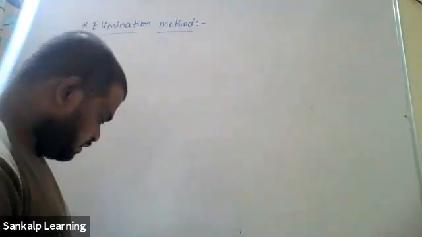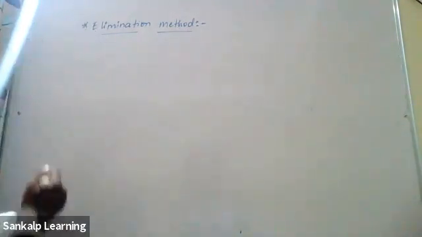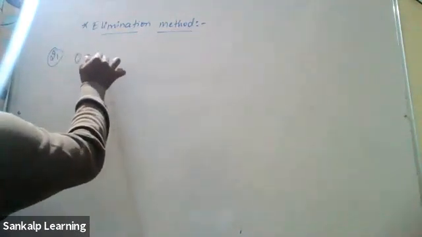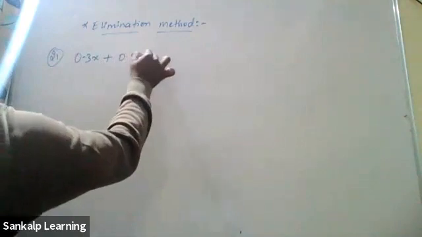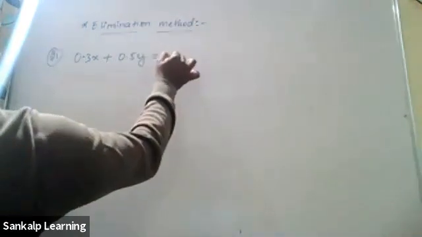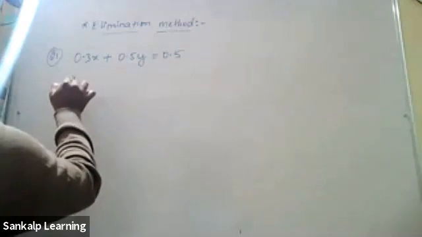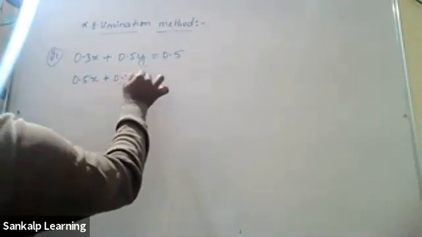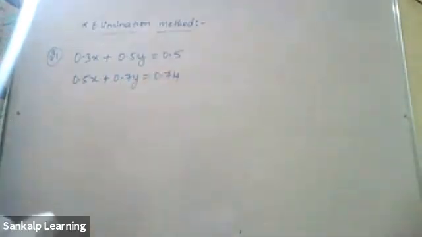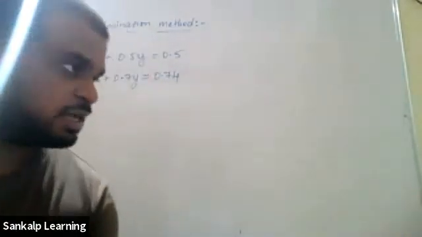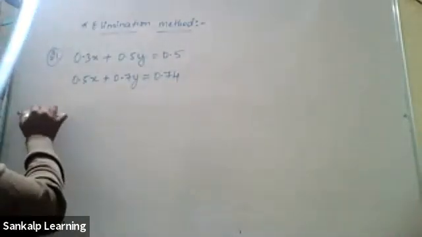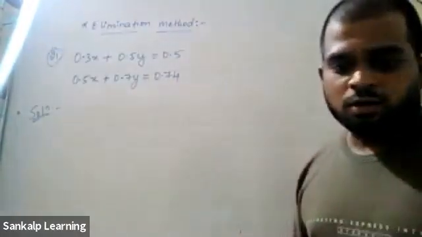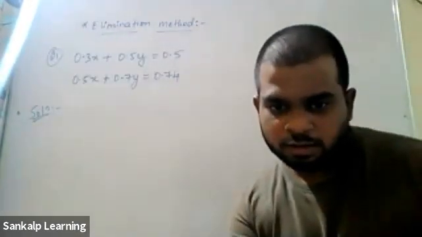Okay, let me give you another question. Write out the 21st one. 0.3x plus 0.5y equal to 0.5. 0.5x plus 0.7y equal to 0.74. People who have attended the previous class will know it. Can I start solving the way which we were doing? No, sir. Once again.